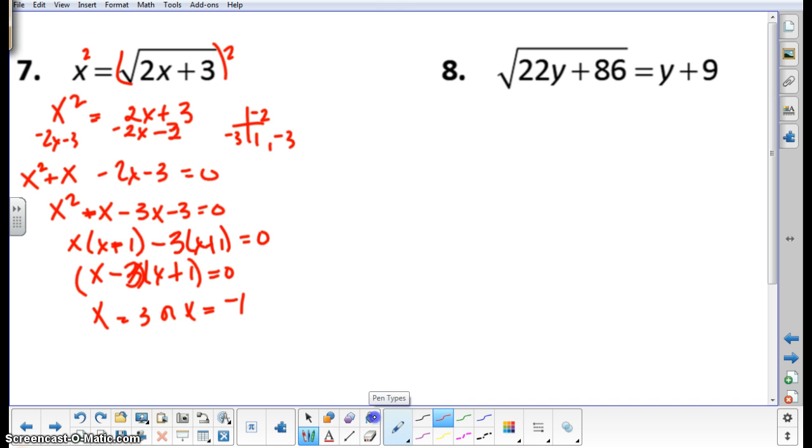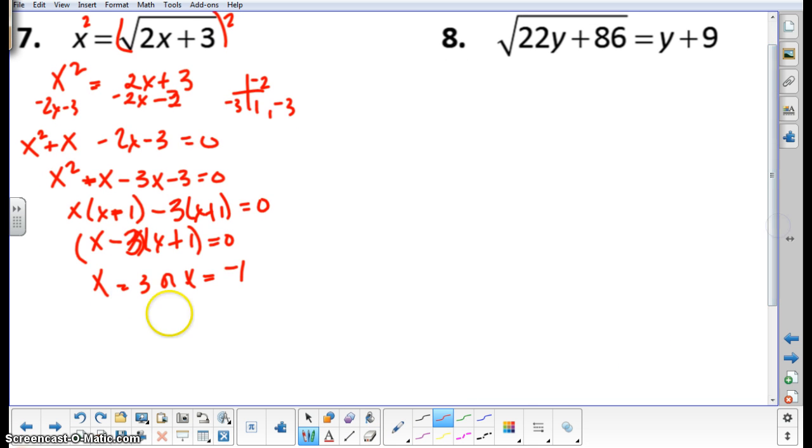So now we're going to check. I wonder if you can already tell which one, or whether both of them are going to be valid. So let's plug in x is equal to 3. So we have 3 is equal to the square root of 2 times 3 plus 3. 3 is equal to 6 plus 3 is 9. 3 is equal to 3, and we are good.